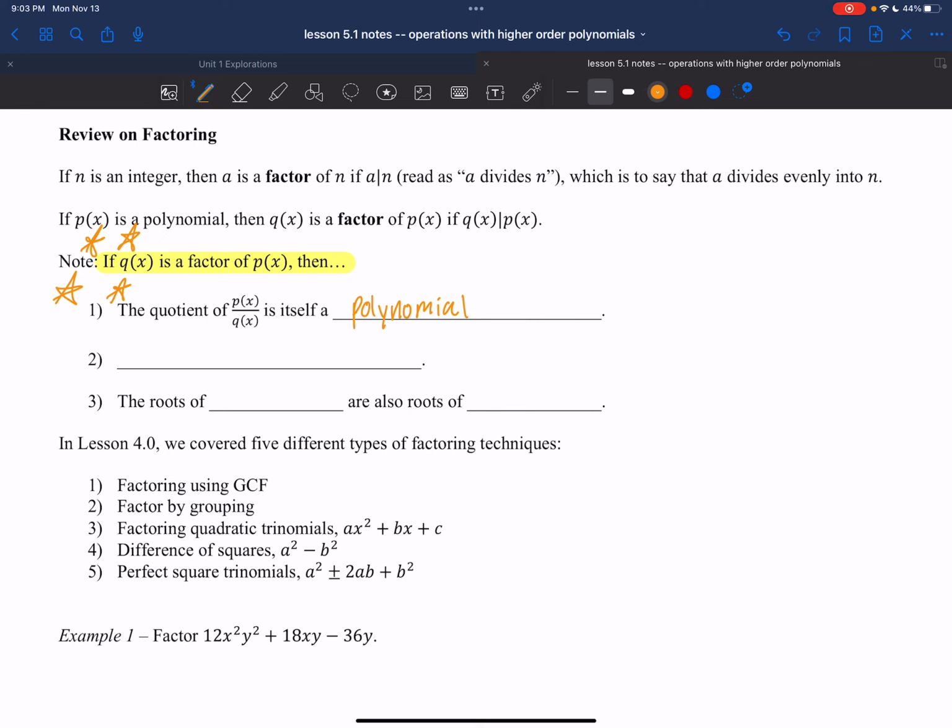Another thing to note is their degrees, okay? So if you think about the degree of Q of X, well, Q of X goes into P of X. It means it divides evenly in there. It has to be either the same degree or smaller degree. So the degree of Q of X is going to be less than or equal to the degree of P of X. This is a really important fact to note.